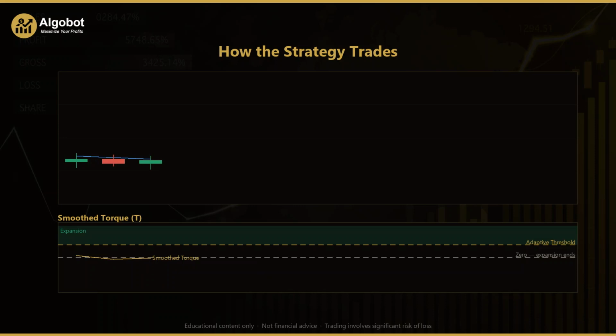Price is drifting sideways, hugging the blue centroid, and down in the panel the smooth torque sits near 0, even dipping slightly negative. There is no expansion here. Deviation is tiny, velocity is small, so torque is quiet. The strategy simply waits.